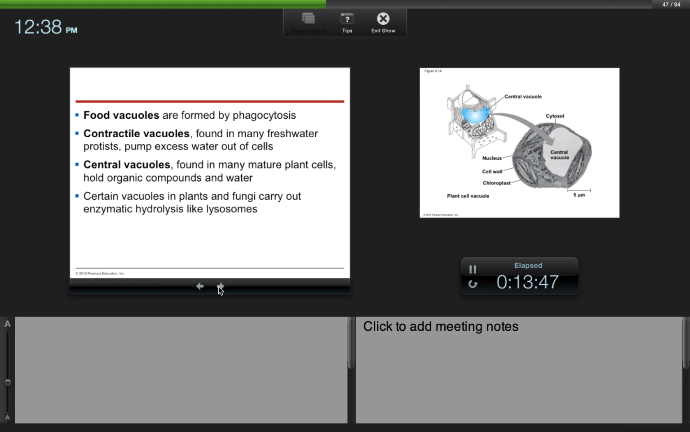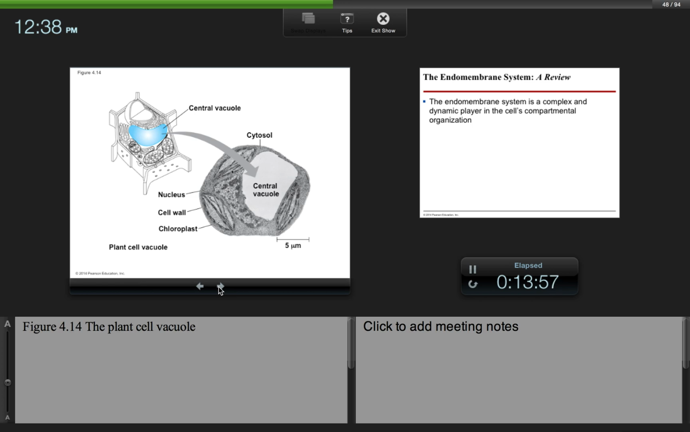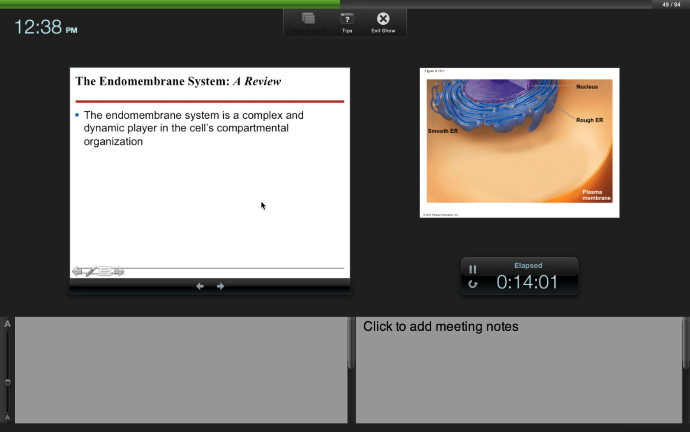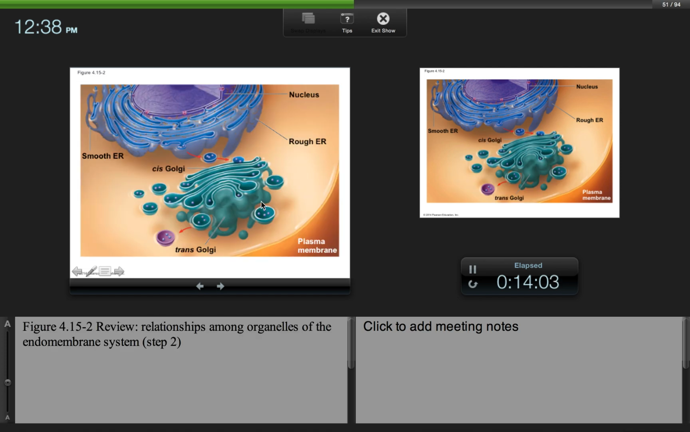Central vacuoles are found in many mature plants, and they hold organic compounds in water. Certain vacuoles in plants and fungi carry out enzymatic hydrolysis, just like lysosomes. And here's your large central vacuole. This just, once again, goes over your endomembrane system, the parts, and how they're connected.